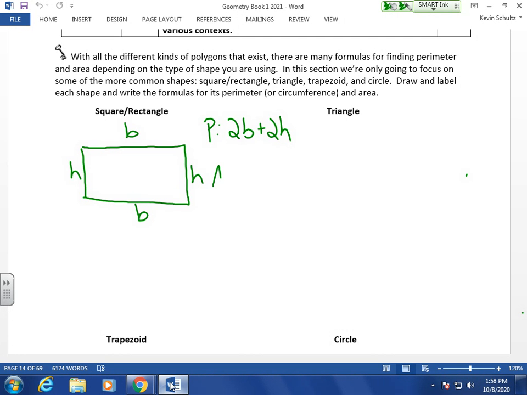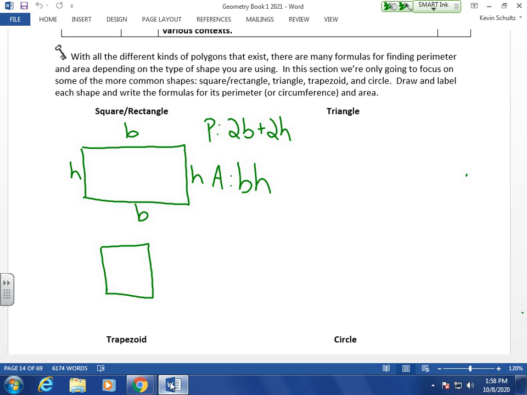What's the area of a rectangle? Yes, Linnea. How do you get it? Yes, you multiply the base times the height. Correct. Base times height. Probably the first shape that you ever learned. Base times height.